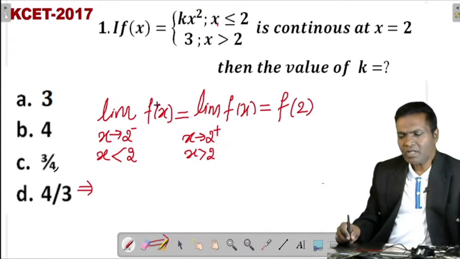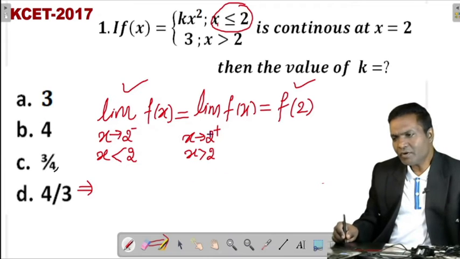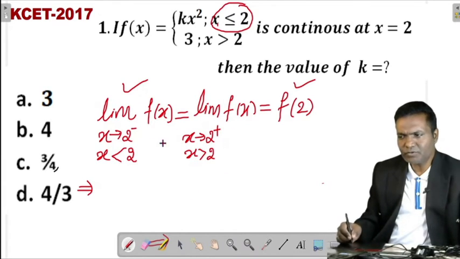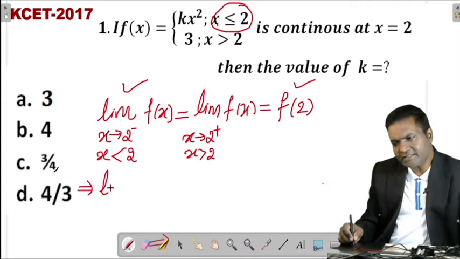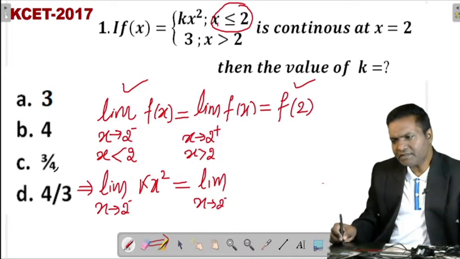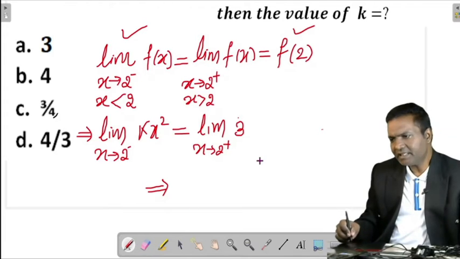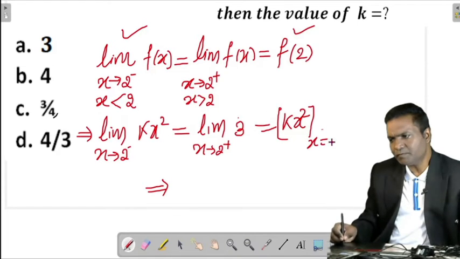Now see here, when x is less than or equal to 2, f of x is kx square, so for this and for this you will get the same function. So you consider these of 2. I take limit x tends to 2 minus of kx square, equals limit x tends to 2 plus, and when x is greater than 2 it is 3. So only with these two limits you can find the value of k, because here also we will get the same thing. F of 2 is kx square at x equals 2.